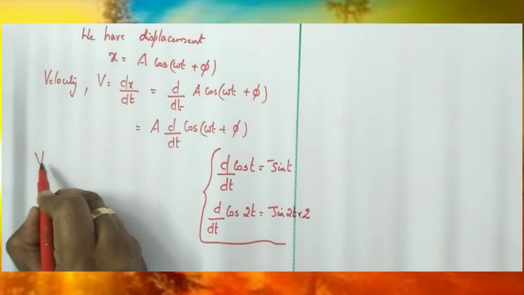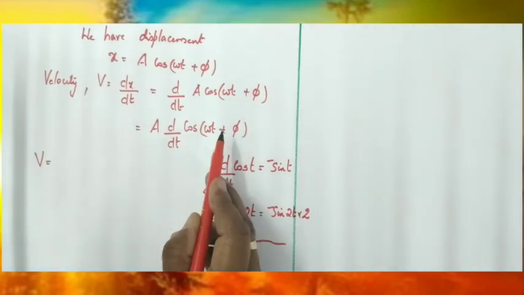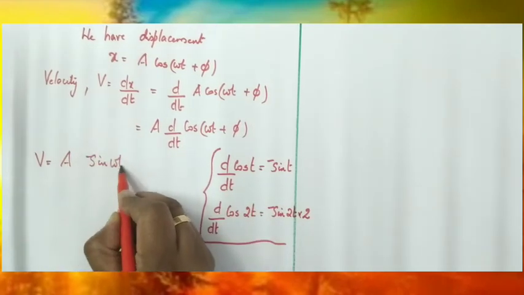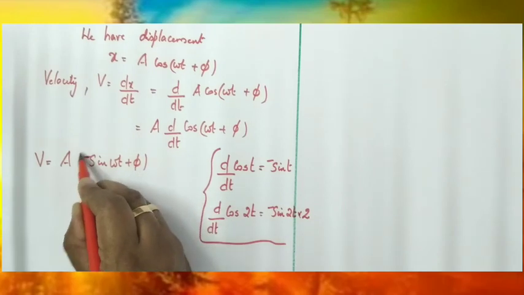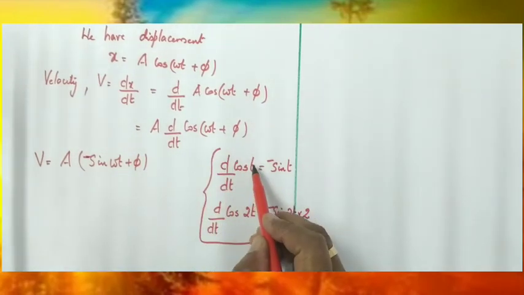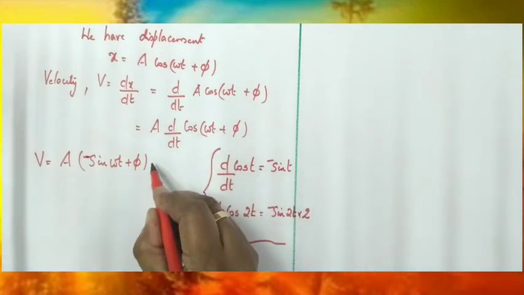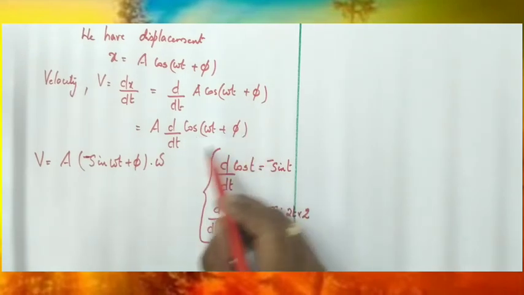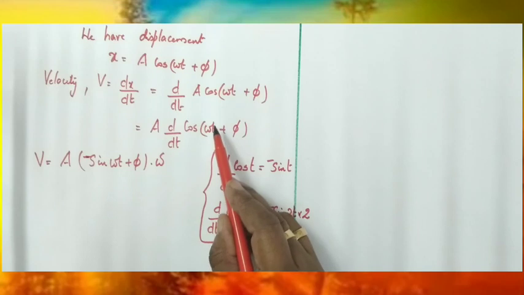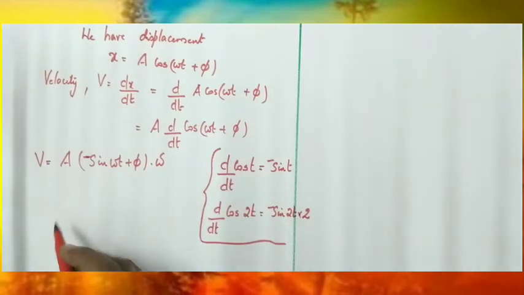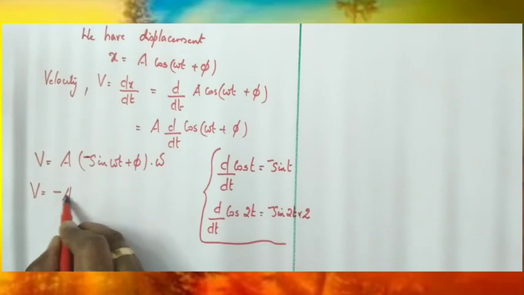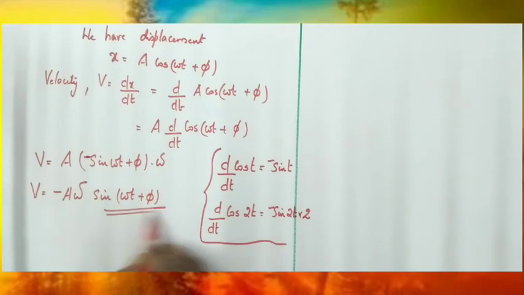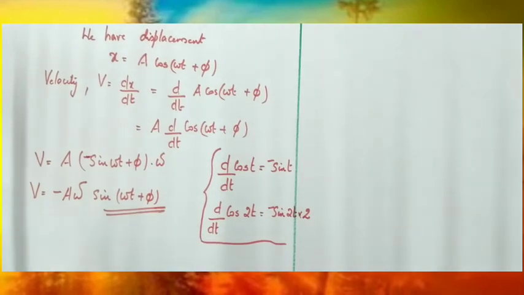So using this formula we can write v equal to d by dt of cos omega t plus phi, which is minus sin omega t plus phi into, what is the coefficient of t here? The coefficient of t is omega, therefore into omega. Okay children, so d by dt of cos omega t plus phi is minus sin omega t plus phi into the coefficient of t, which is omega. So it can be written as v equal to minus a omega sin omega t plus phi. So this is the formula for velocity of a particle in simple harmonic motion.